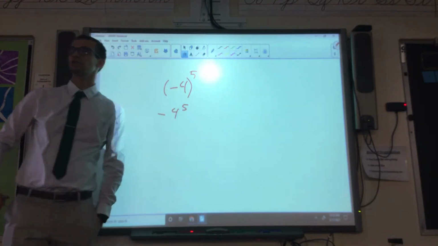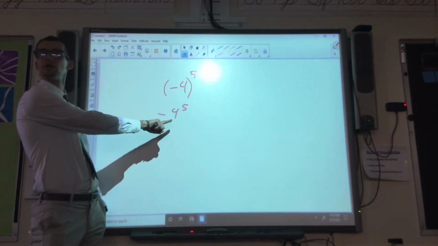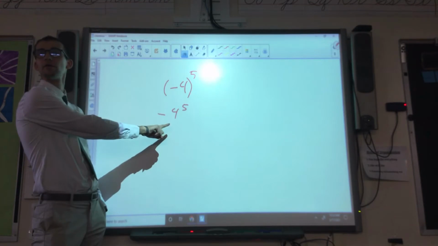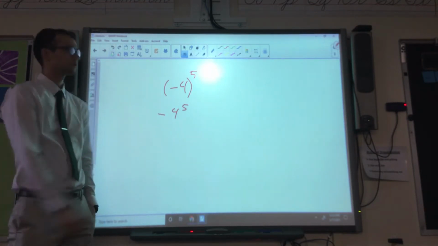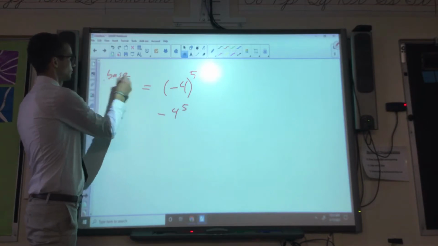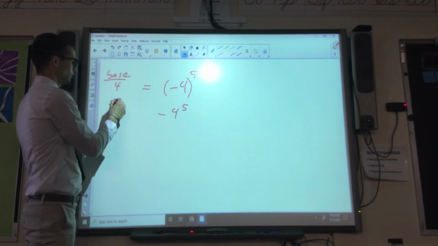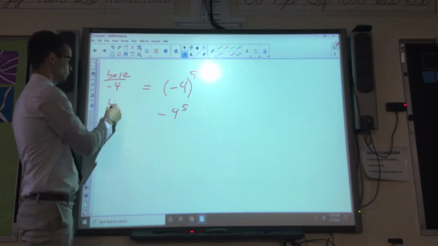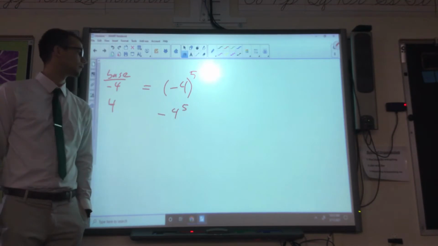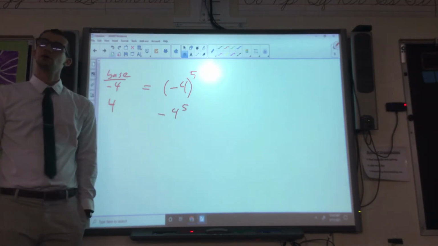We're going to touch on this later, but what's the base here? It's just 4. Here the base is 4, and here, sorry, this one's negative 4, and this one is just positive 4. Is that because you could have like 20 minus 4 to the 5th power?